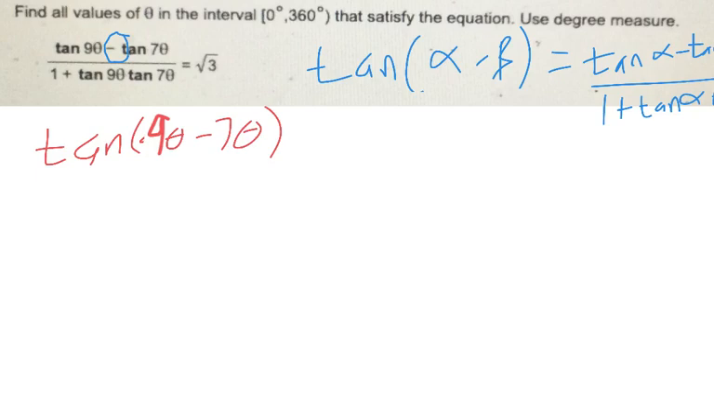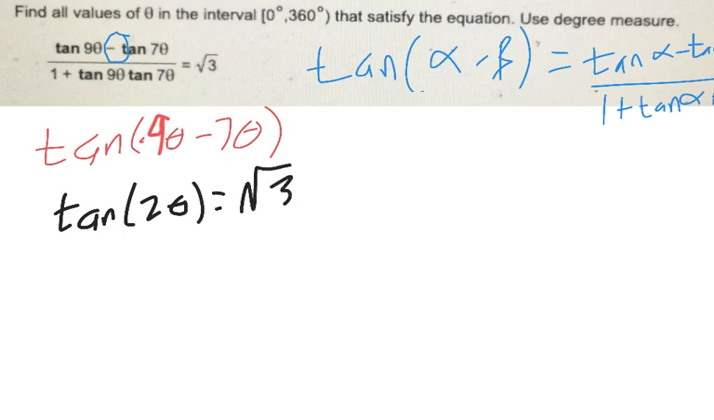So we can simplify this. Tangent of 9 theta minus 7 theta, that's just tangent of 2 theta. So I've simplified the left side to be tangent of 2 theta is equal to radical 3. And now this problem is similar to the ones we were working on Tuesday. I could treat this as radical 3 over 1.